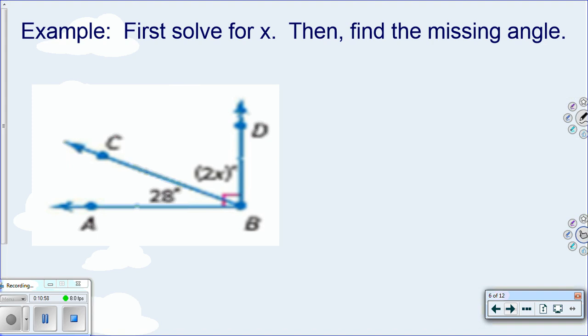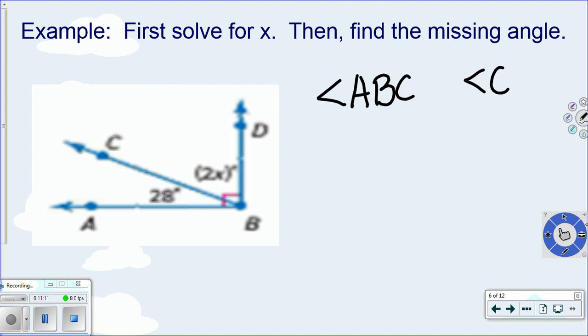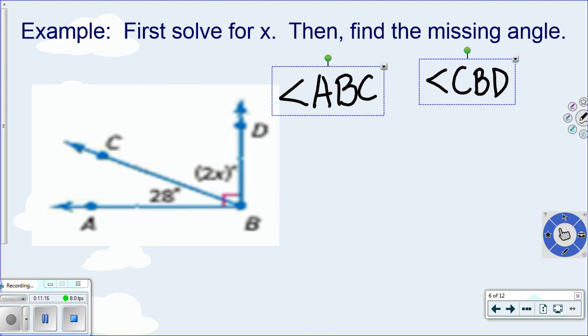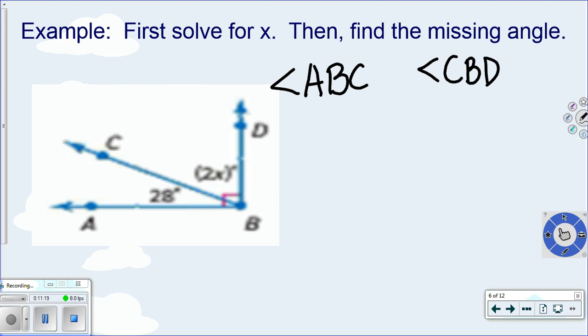Right? Okay. Well, what's the measure of angle ABC? It is 28 degrees. Angle ABC is 28 degrees. We have it right there. What is the measure of angle CBD? 2x. Because we have CBD, which is 2x, right here. And what do we have to do with those 2 angles? We have to add them together, and they equal how many degrees? 90 degrees.